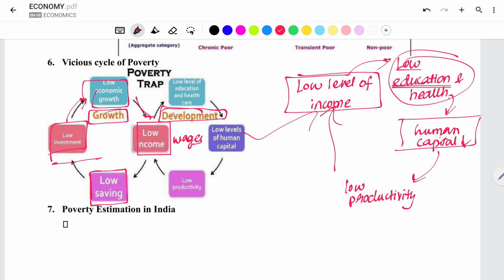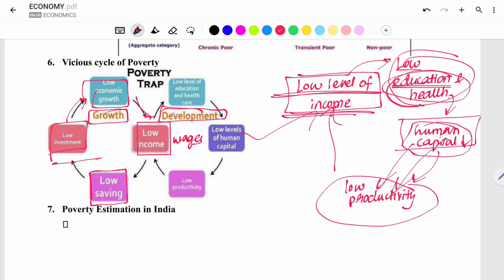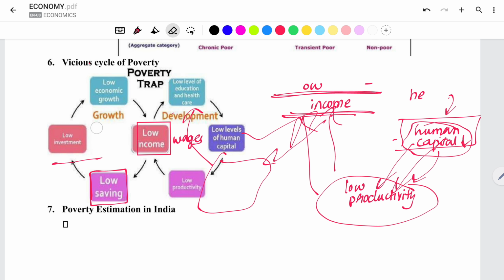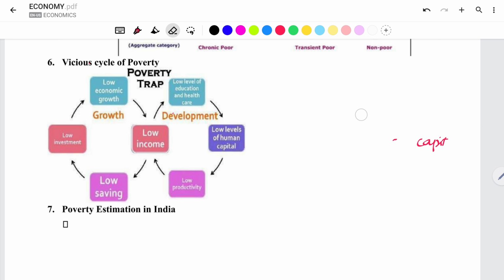This cycle is still continuing. When the income is low, health and education become less. Health and education are primary for human capital, which in turn gives productivity. So human capital is responsible for productivity. And again we have low income because they are yielding low productivity. This is the cycle. Why do we have low income? Because we have low economic growth, and low savings because we have low investments. This is a poverty trap, right?